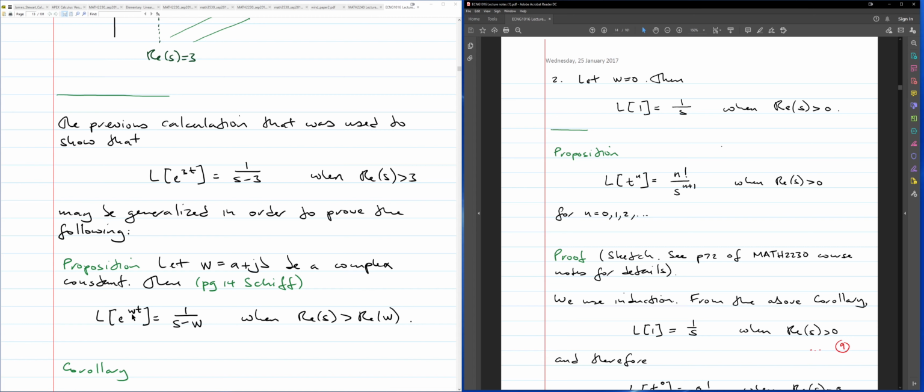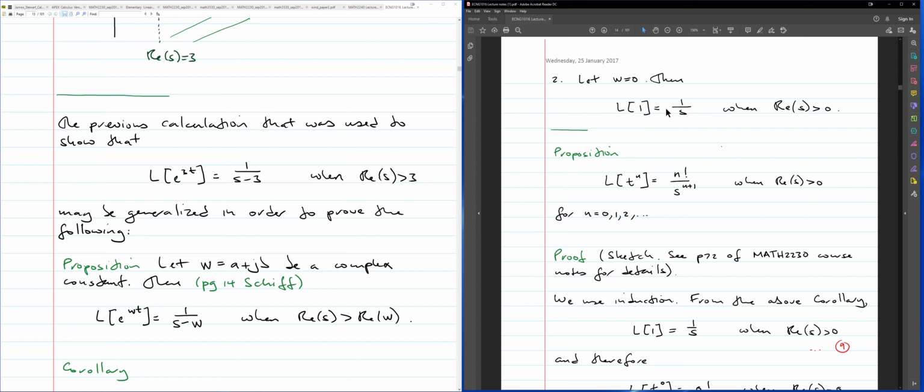In particular, it can hold when w is equal to 0. So when w is equal to 0, I'm going to get e to the 0, and e to the 0 is 1. So what this is saying is Laplace of e to the 0t is 1 on s minus 0, and e to the 0t is 1. So what I have is Laplace of 1 is equal to 1 on s here.